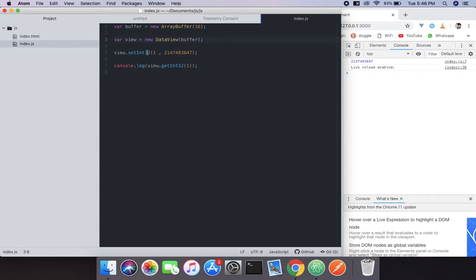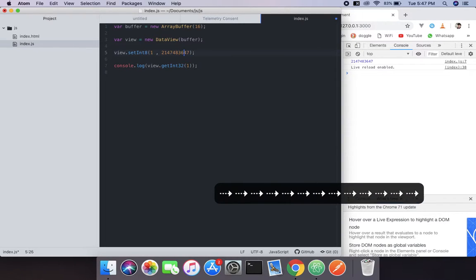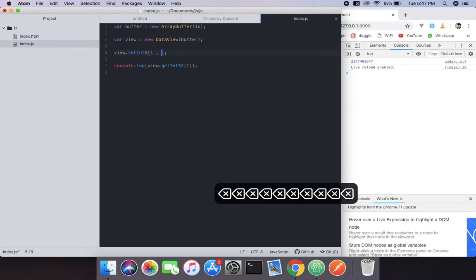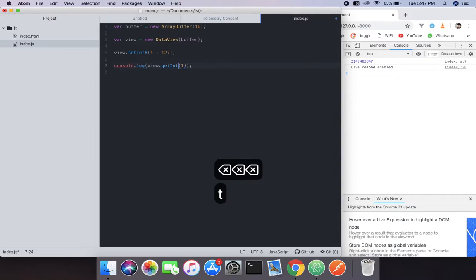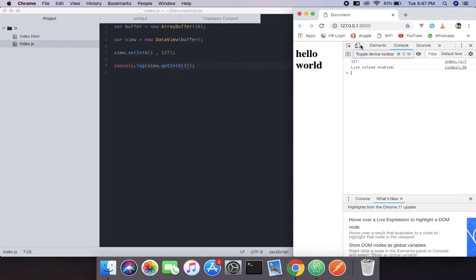And instead of the 32-bit integer, pass 8, and the highest 8-bit integer is 127. And it goes hand in hand with the getInt8 method. So hope you guys get that. And then when we do that, it's going to give you the highest max signed 8-bit integer. So hope you guys understand.